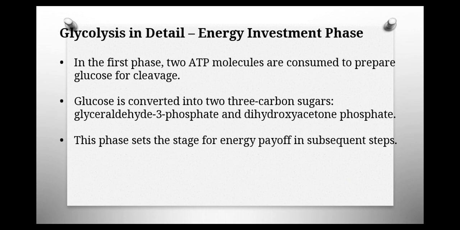Glycolysis in detail. Energy investment phase. In the first phase, 2 ATP molecules are consumed to prepare glucose for cleavage. Glucose is converted into 2 3-carbon sugars, glyceraldehyde 3-phosphate and dihydroxyacetone phosphate. This phase sets the stage for energy payoff in subsequent steps.